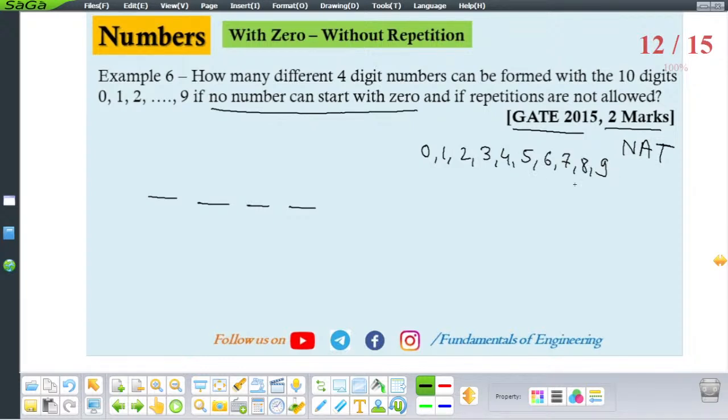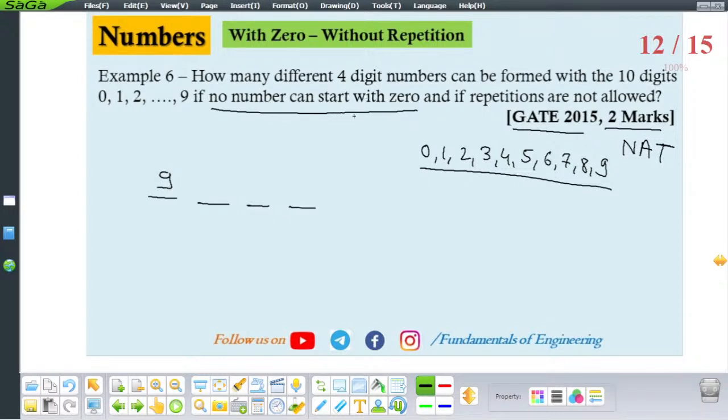By using these 10 digits we have to form the number, but that number cannot start with 0. So the first position will not be 0. For the second, third and fourth positions we can use 0. But the first position will not be 0. So if we are not using 0, we can use the remaining numbers at the first position. How many numbers are there? 1, 2, 3, 4, 5, 6, 7, 8, 9. So all 9 numbers we can write at the first position.